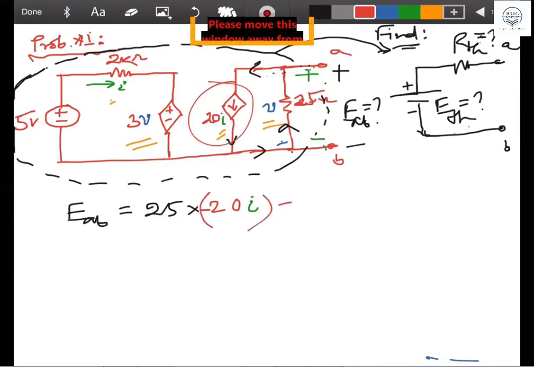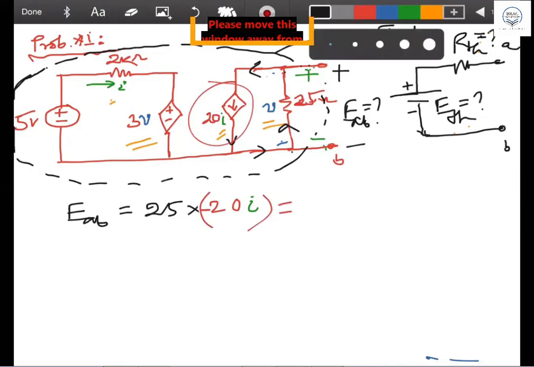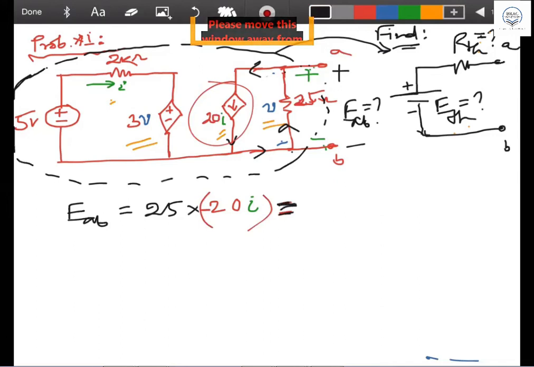Now, what is the answer? Multiply, what is that? Minus 500I. Now, this I you have to substitute. Where will the I come from? I will come from this one, from this circuit.